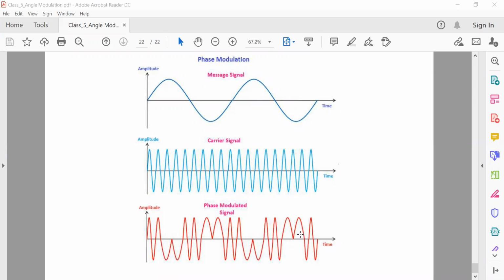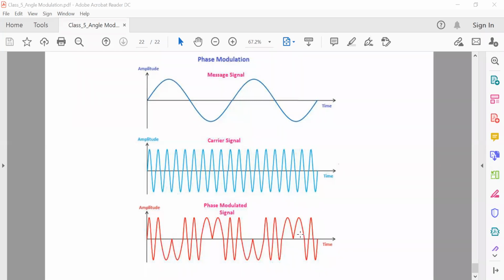Phase modulation and frequency modulation are closely related to each other. In both, the total phase angle of the modulated signal varies. In practice, they are dependent on each other. When the phase of the carrier signal varies, the frequency of the carrier signal also varies. Similarly, when the frequency varies, the phase also varies. However, phase modulation and frequency modulation are not directly proportional to each other.